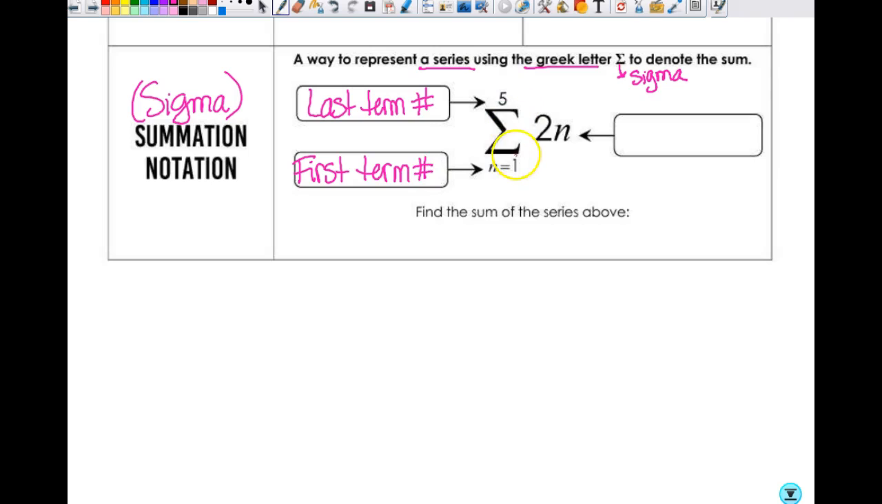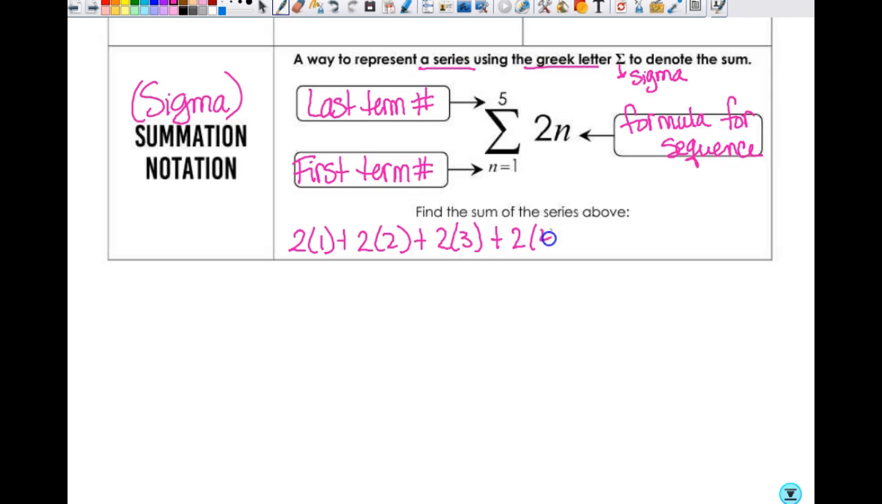Then, we want the sum of terms 1 through 5 of this rule right here. So this is just your formula for the sequence, whatever it may be. So when I want to find the sum of the series above, this would be 2 times 1 plus 2 times 2 plus 2 times 3 plus 2 times 4 plus 2 times 5.